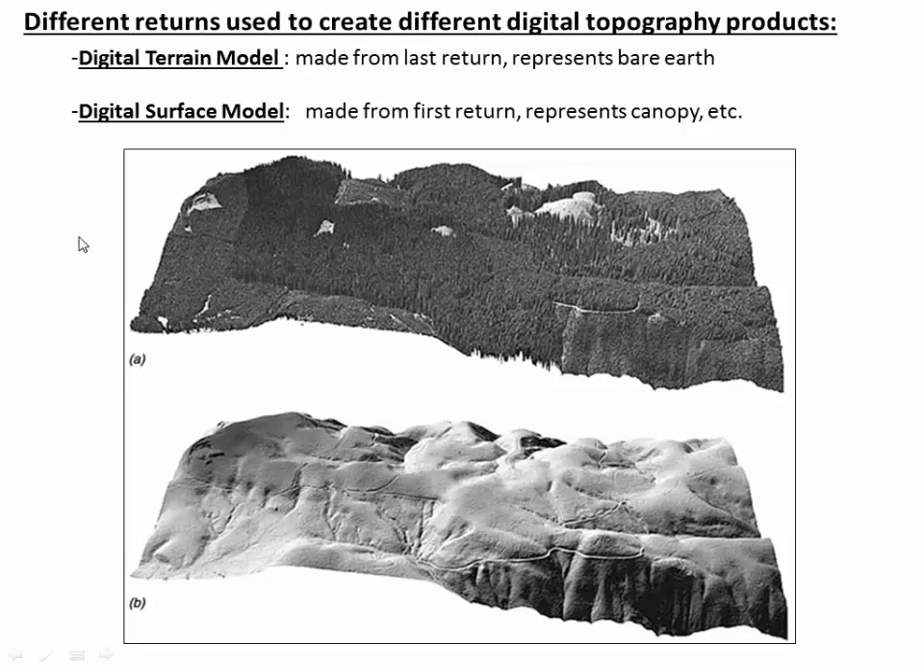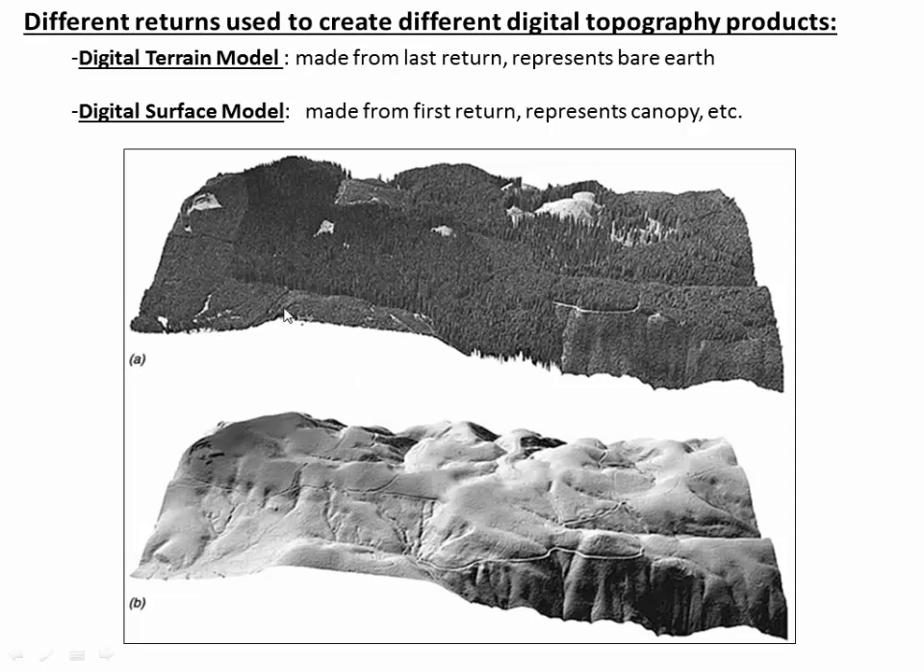Now, importantly, it's very common to take the first return and the last return and turn them into very different products. And so here, a digital terrain model is actually shown here in B. And this is what you might call a bare earth digital model. This is made from the last return, okay, which is supposed to be from the ground. So in theory, this should show you information about the surface texture of the ground, okay? So that would be a digital terrain model.